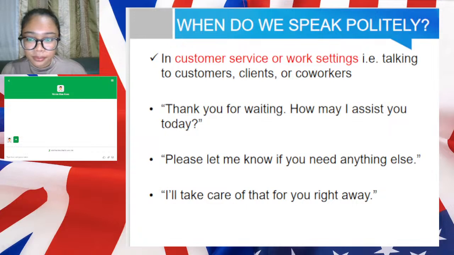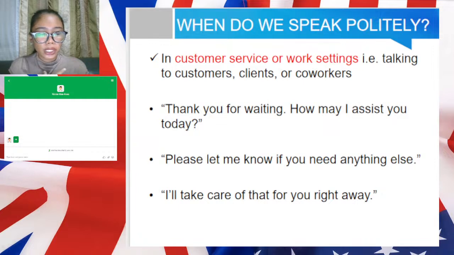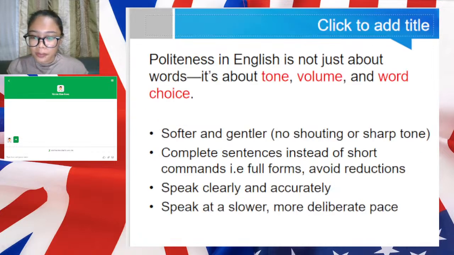So whether you are dealing with someone who is paying for a service or working alongside you to achieve a common goal, using polite language is the key. You use these in professional settings, which is very crucial for clear communication, for positive interactions, and for the overall success of the communication.